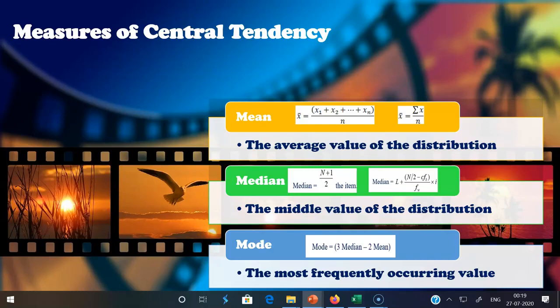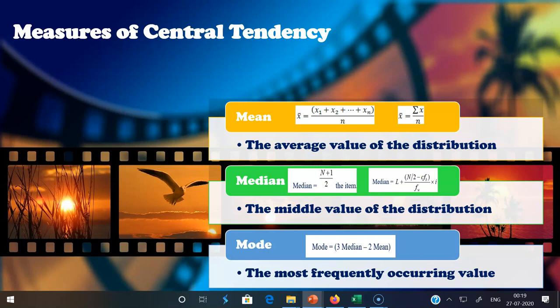The median formula for ungrouped data is (n plus 1) divided by 2 th item, where n is the number of items. If you want to find the median for continuous data, we have to adopt a different formula. The formula is L plus ((n by 2 minus CFB) divided by FW) times I.